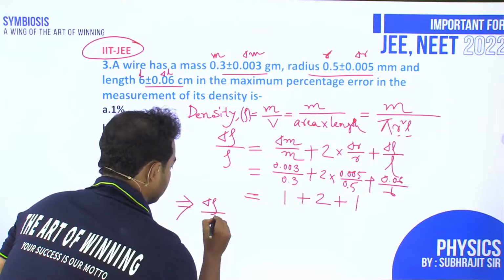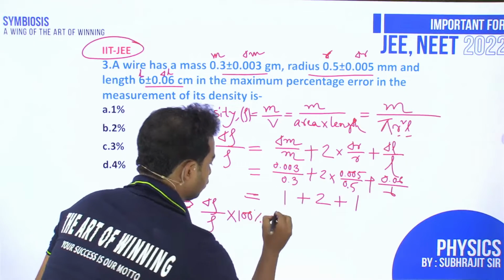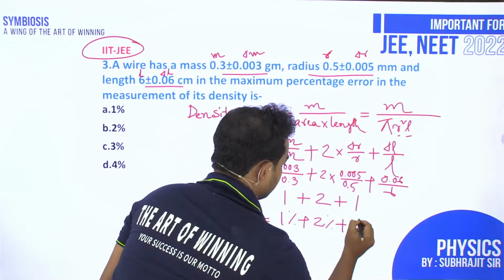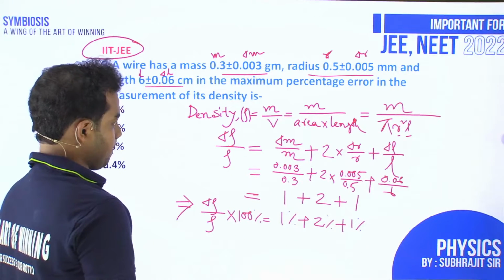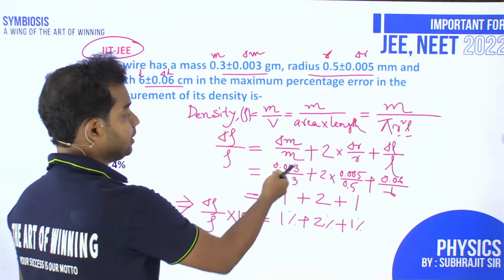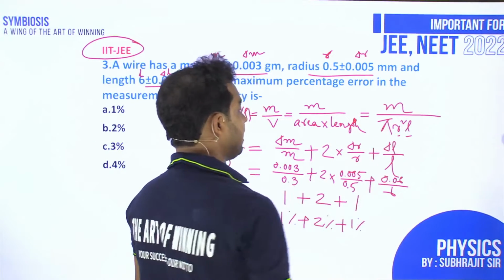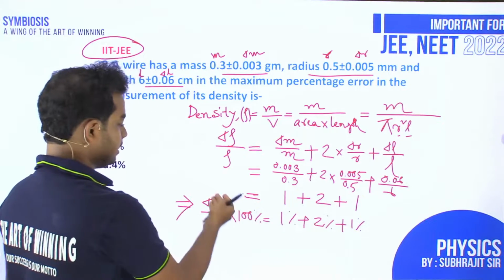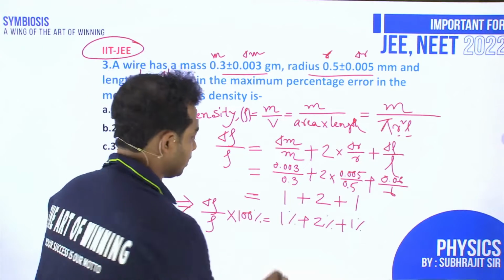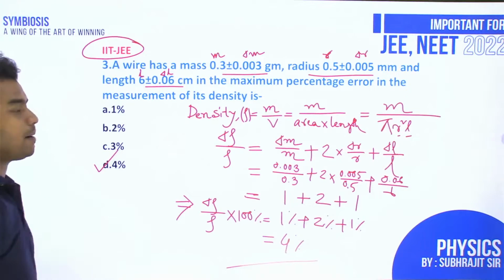For that we can write del rho by rho into 100%, that is equal to 1% plus 2% plus 1%. Actually del rho by rho into 100% is equal to del m by m into 100% plus 2 into del r by r into 100%, plus del l by l into 100%. So del rho by rho into 100% is equal to 1% plus 2% plus 1%. So the answer is 4%. So the correct option is option D, 4%.